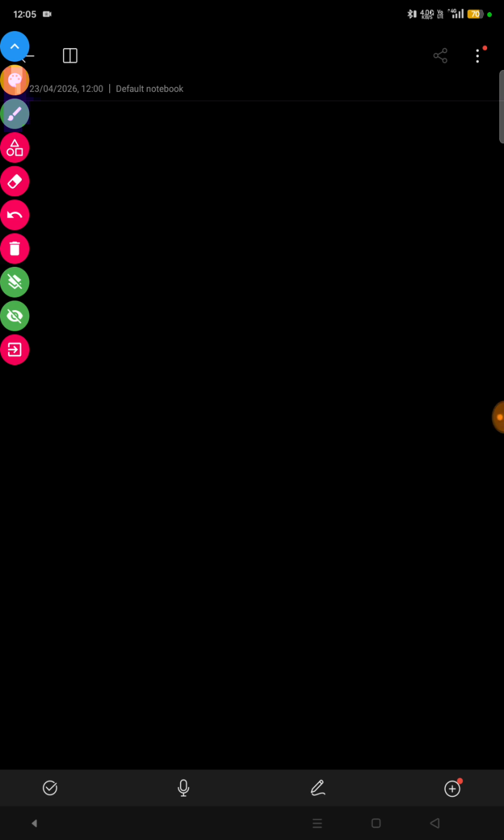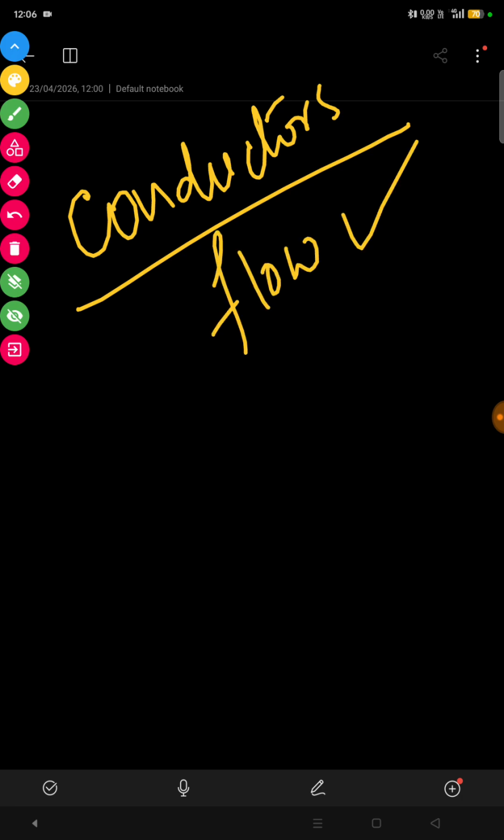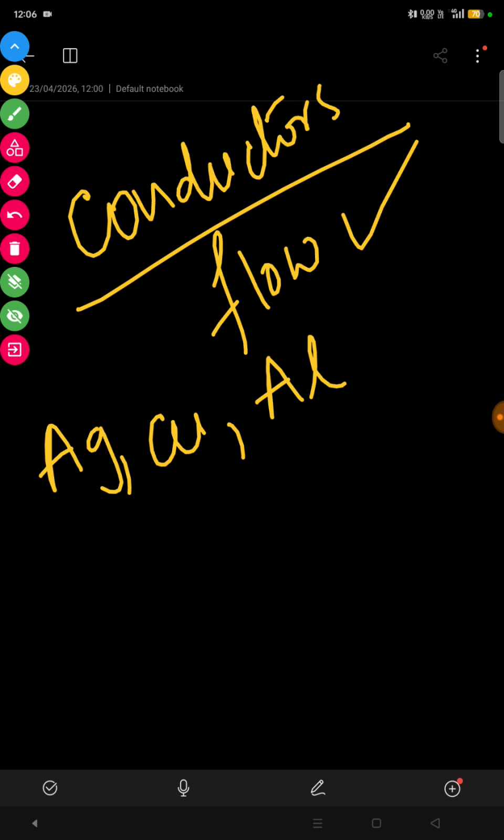What are conductors and what are insulators? Conductors are those substances through which electricity can flow. For example, all metals like silver, copper and aluminium are conductors. Even metal alloys like nichrome and manganese, which are used for making heating elements of electrical appliances, are also conductors. Our human body is also a good conductor.